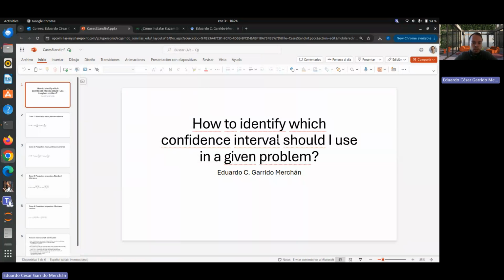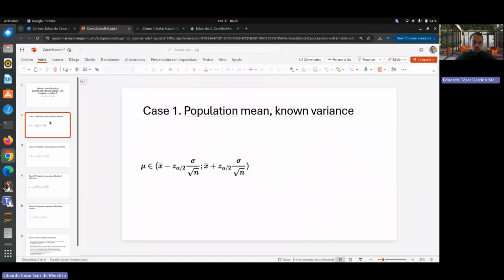And the topic that we are going to see today, as I was saying to you, is how to identify which confidence interval I should use for a given problem. First of all, we need to know that in the inference subject, we have seen 4 cases of confidence intervals. The first one should be used when we want to know a confidence interval for the population mean, given that we know the populational variance, okay? That is the populational variance that you see in the formula, it's sigma.